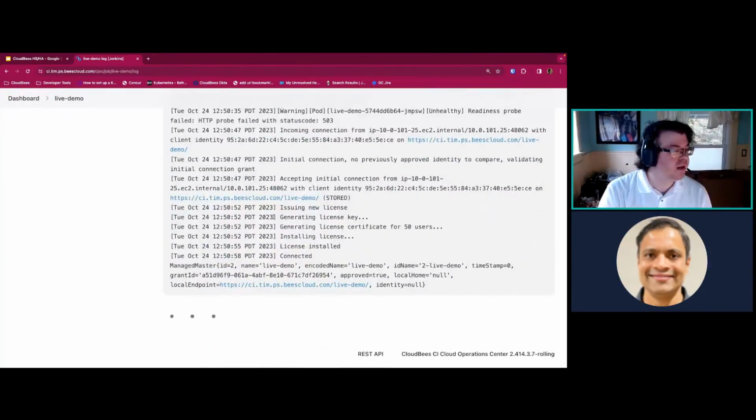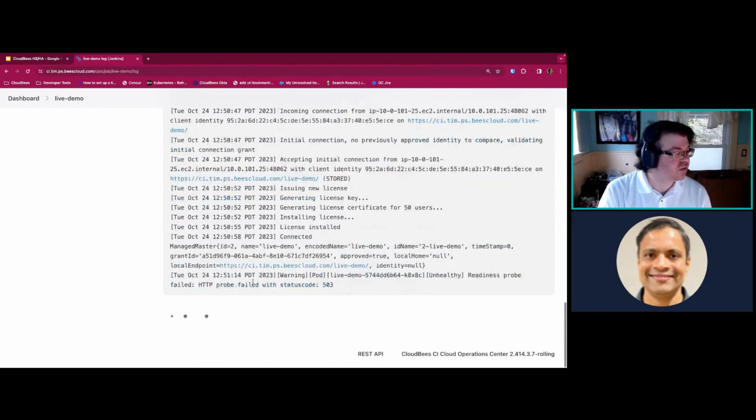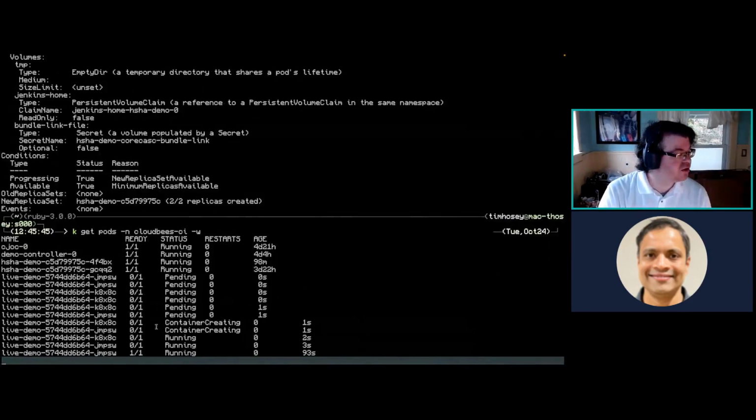So now that this is running, you can see we had it connected. It installed the license, and we now have the managed master ID2. The managed controller here is defined, and it's throwing a 503, which means that it's still coming up and making the UI available. So we're not quite there yet, but it will be available here shortly, and you should see, right here, this right here is our instance.